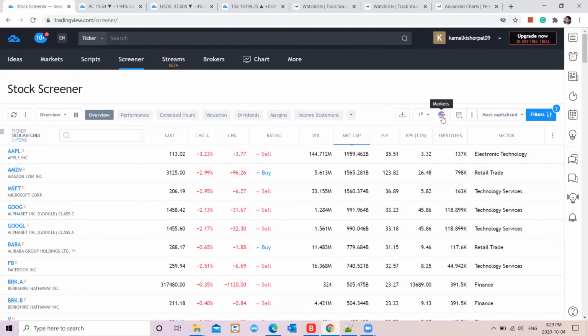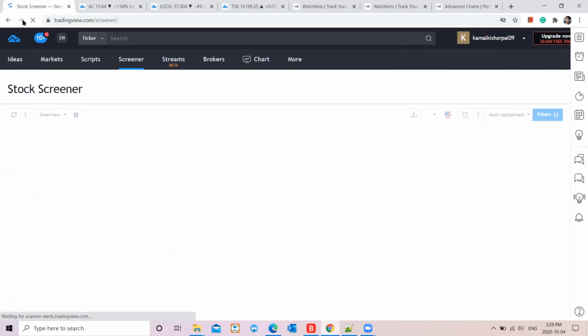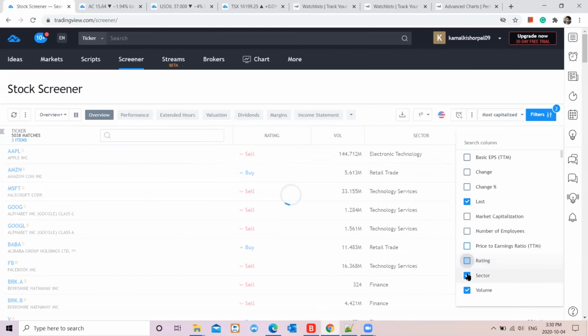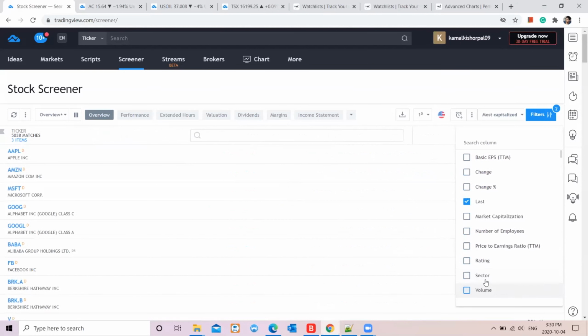I just changed the stock market because there are members trading in the US market as well. So we'll just see the list of stocks which appear in the screeners. But you have to change your screener again. Yeah, last I kept. Carry on. Need the volume.